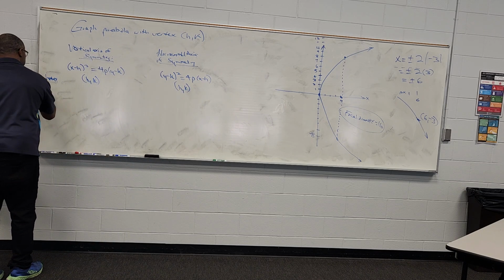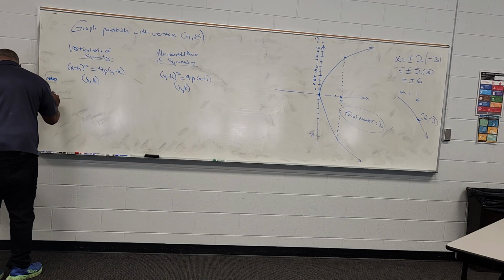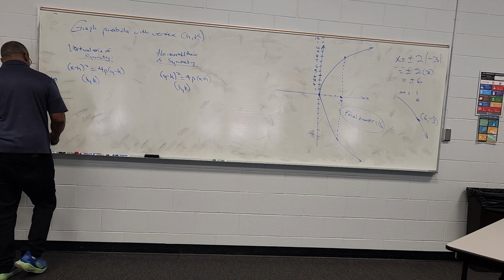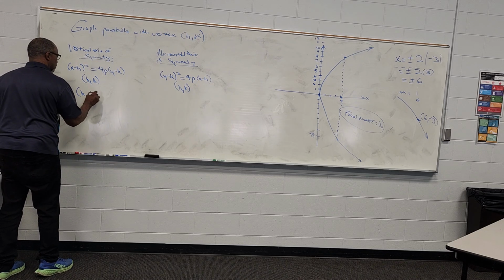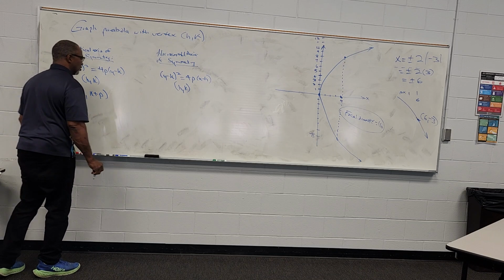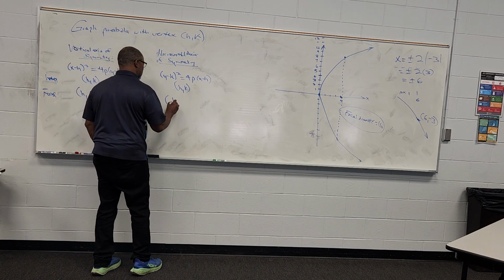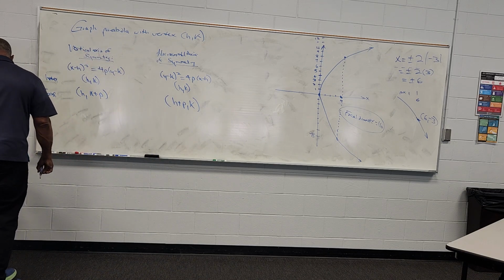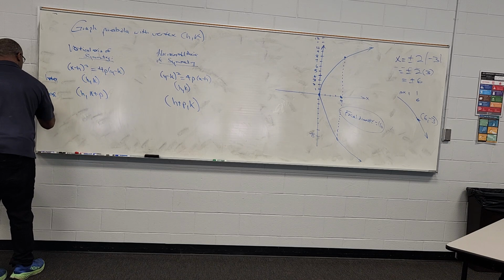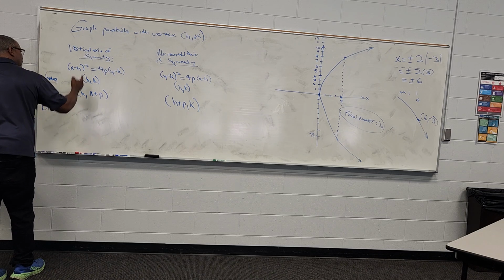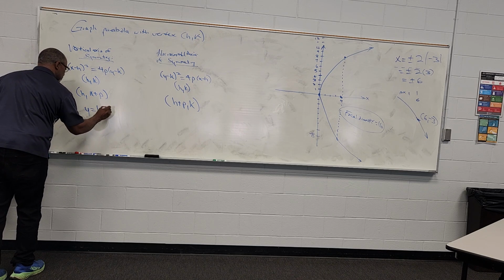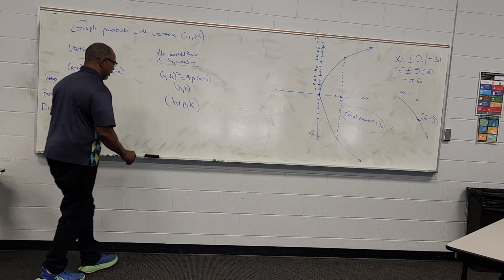The focus, if it's a vertical axis of symmetry, will be (h, k plus p). If we have a horizontal axis of symmetry, it'll be (h plus p, k). That'll be my focus. The directrix, for a vertical axis of symmetry, is y equals k minus p. For a horizontal axis of symmetry, x equals h minus p. Okay?